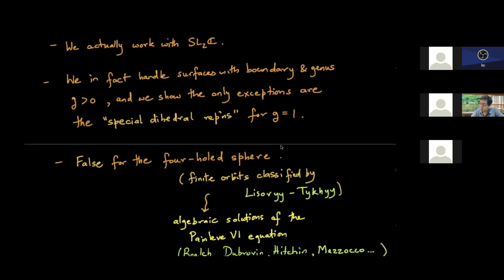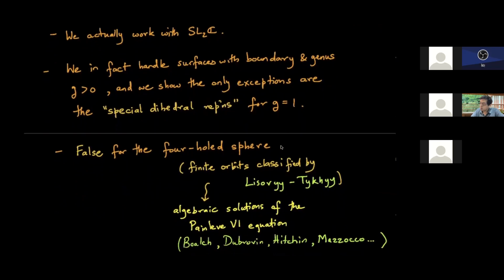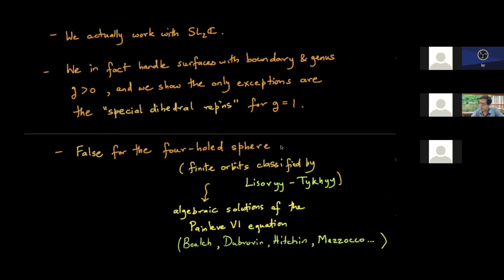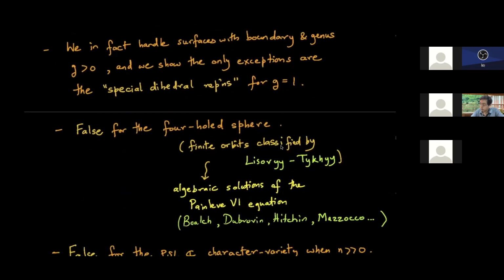And in fact, this is where the connection with analysis comes in. It turns out these finite orbits correspond to algebraic solutions of the Painlevé VI equation. There had been a lot of previous work by people who came up with examples of these finite orbits, etc., but these people completely classified them.